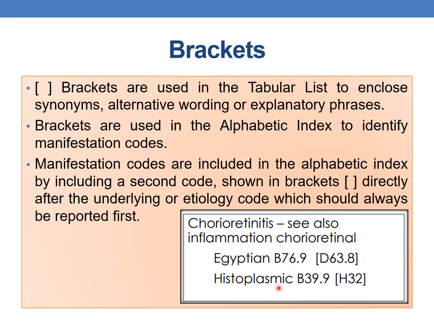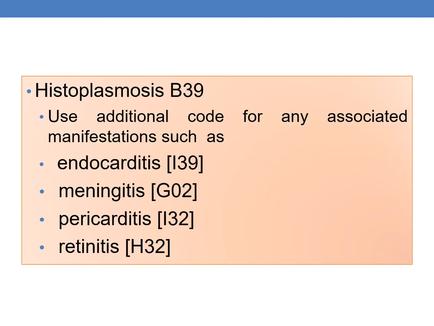Similarly, histoplasmic: if the chorioretinitis is histoplasmic, this is indicated by two codes, B39.9 followed by H32. H32 here is nothing but retinitis. It is a secondary or manifestation code. Hence, it is indicated with brackets. So here, histoplasmosis is indicated by B39.